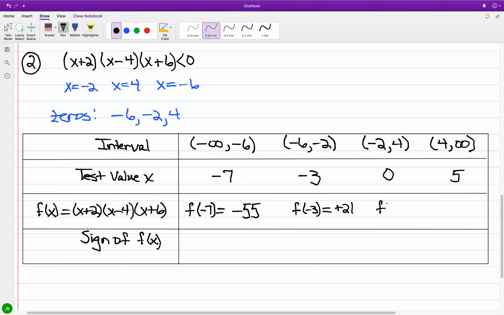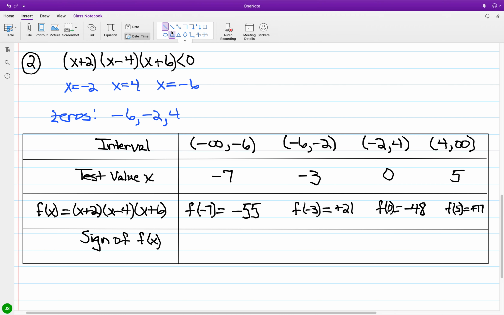In the case of f of 0, we have 2 times -4 is -8, times 6 is going to be -48. And in the case of 5, 5 plus 2 is 7, and 7 times 5 minus 4 is 7 times 1, which is 7. Then 7 times 11, so f of 5 is going to be a positive 77.